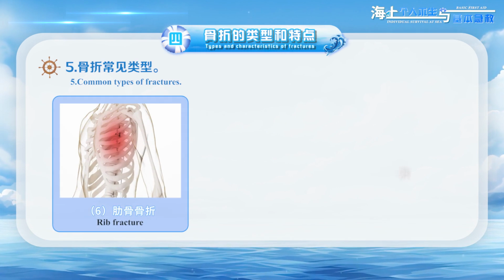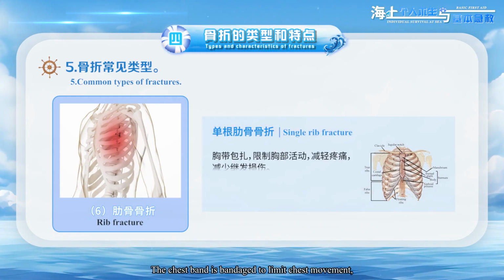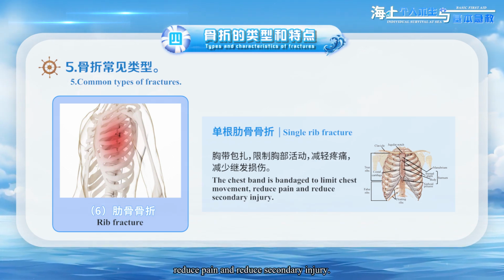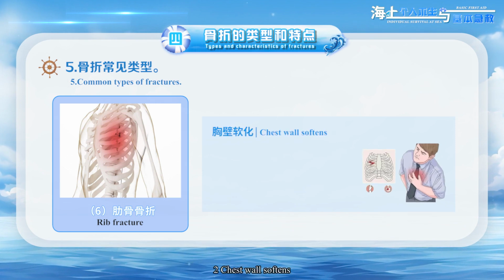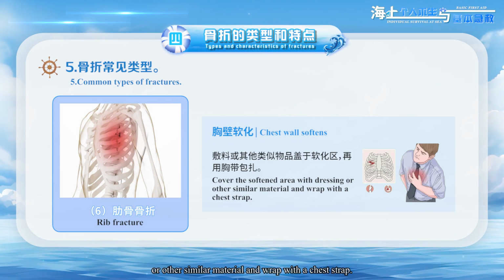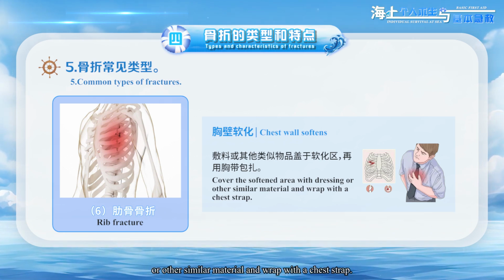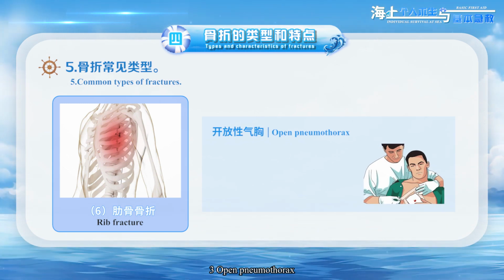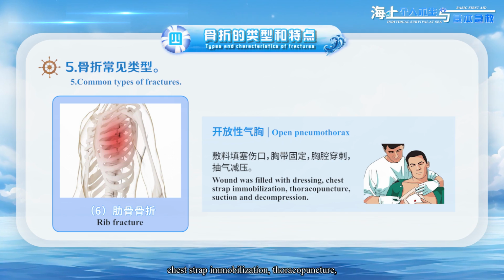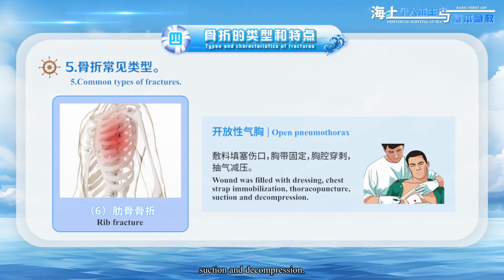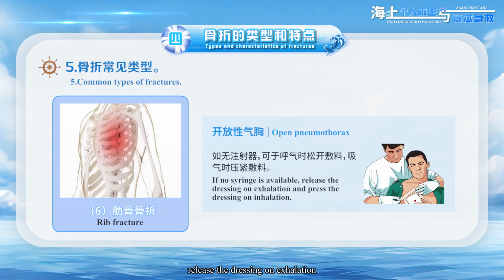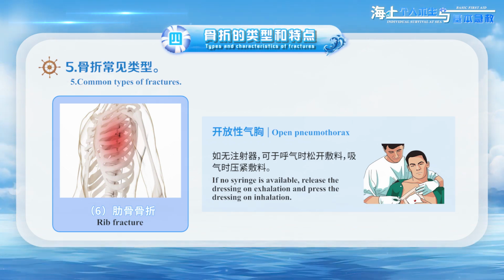6. Rib fracture. 1. Single rib fracture: the chest band is bandaged to limit chest movement, reduce pain, and reduce secondary injury. 2. Chest wall softening: cover the softened area with dressing or other similar material and wrap with a chest strap. 3. Open pneumothorax: the wound is filled with dressing, the chest strap immobilizes, and thoracentesis, suction, and decompression are performed. If no syringe is available, release the dressing on exhalation and press the dressing on inhalation.